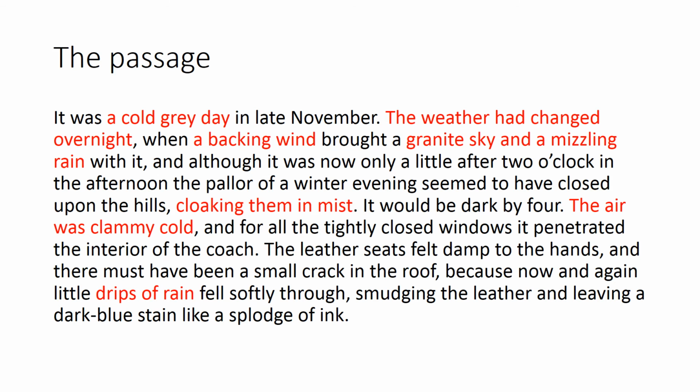We find that the weather had changed overnight. There was a wind, there was a granite sky and a mizzling rain. There is a mist, the air was clammy and cold, and there are drips of rain. All of these are very simple, they're very straightforward, and all I would do is once I've highlighted them, I would choose 4 of these to put into the mark scheme. Now what's interesting is when we look at the mark scheme in a moment, if a student was to write clammy cold in A, they would actually be awarded 2 marks for that, because clammy and cold are separate marks on the mark scheme. That means that if you did get one wrong later on, you could still get 4 marks out of 4. Let's have a look at the mark scheme.